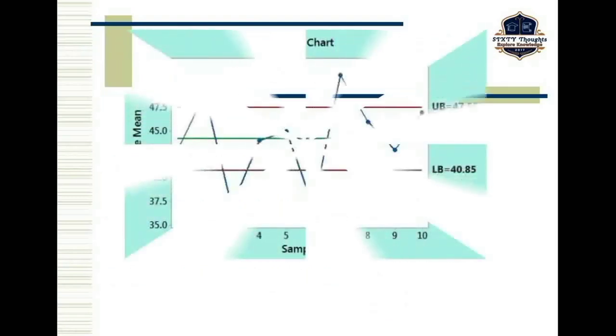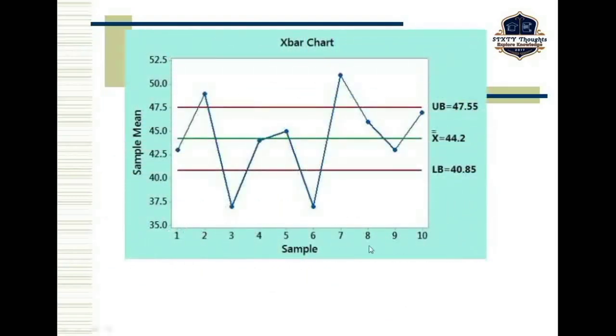Okay, so next I am going to draw the graph. On the x-axis we always consider the sample number, on the y-axis we consider the sample mean, that is nothing but the X-bar chart. Totally we have 10 samples, so we consider 1, 2, 3, 4, 5, that means 1 centimeter equals 1 unit. On the y-axis I am going to consider 1 centimeter equal to 2.5 units. So we start from 35, 37.5, 40, 42.5, 45 likewise.